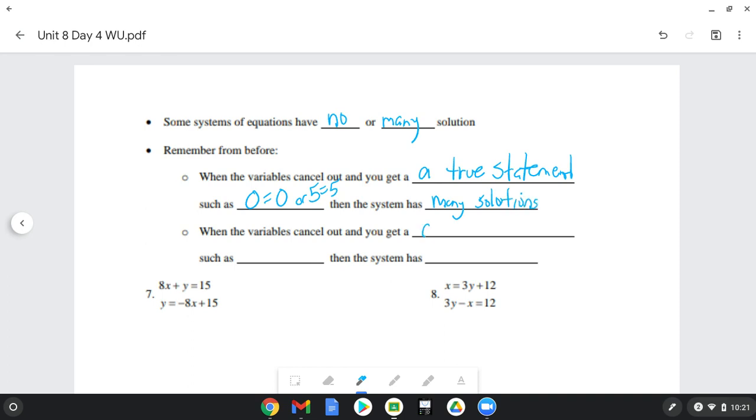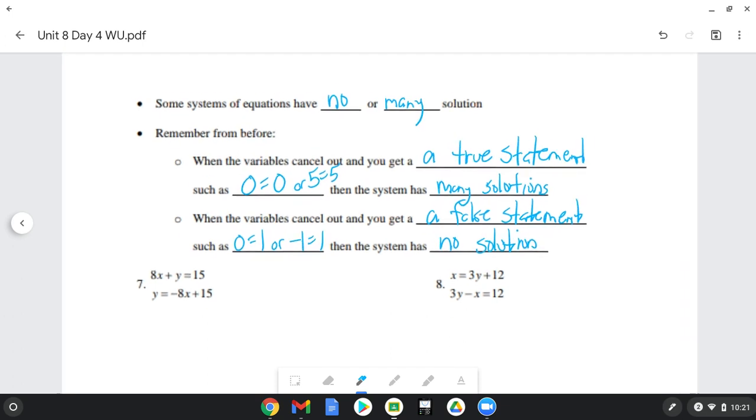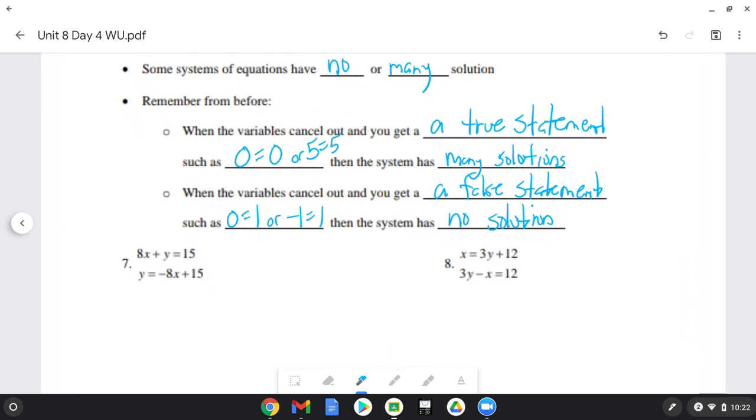If you get a false statement at the end where it doesn't make sense, so if the two numbers are not the same, like 0 equals 1 or -1 equals 1, then that's when the system has no solution. So with these special cases, all the variables will cancel, and then just look at the two numbers that are left and see if you're getting many solutions or none, according to if you're getting two of the same numbers or different numbers. The same number at the end means that it's many solutions if all the variables cancel, and if the two numbers are different, then that means no solution.